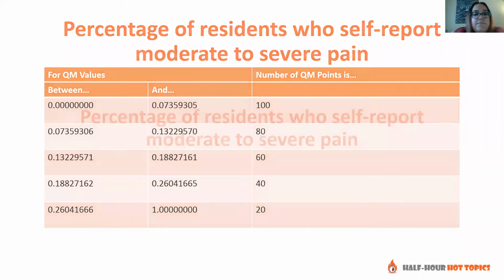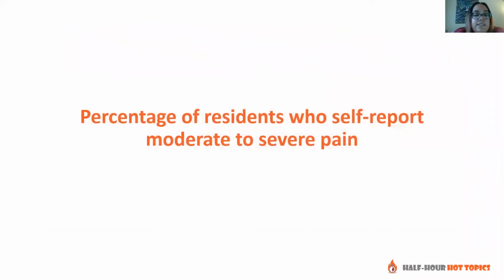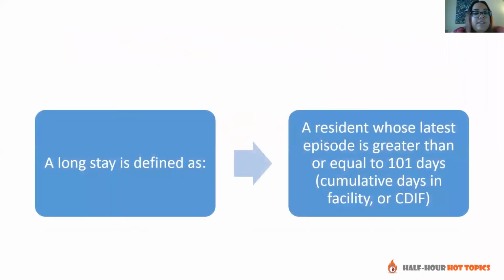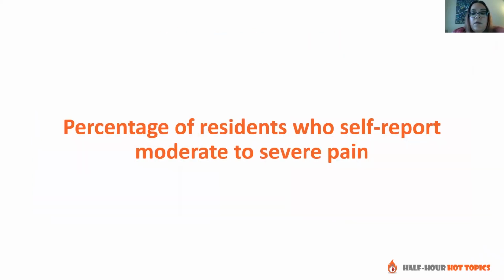The long stay measure is pretty much the same. This is one of the few measures that are both in the long and short term that have very similar requirements. The only difference is a long stay measure is defined as an episode greater than 101 days. So 100 or less is a short stay, 101 or greater is a long stay measure. Again, it's very similar in how it's captured.